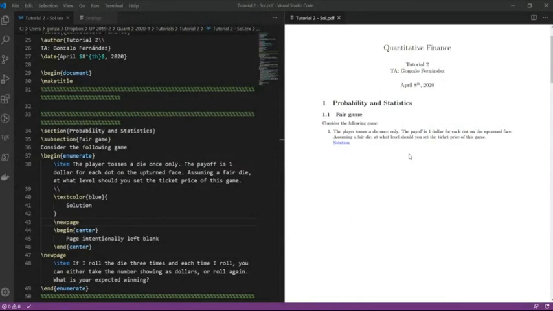Assuming it's a fair die, which is a normal die, at what level should you set the ticket price for this game? So basically, what is the minimum amount of money that you should charge in order for you not to lose money on average? Now, does anybody have a clue?